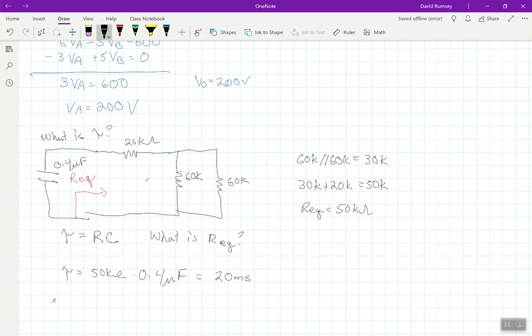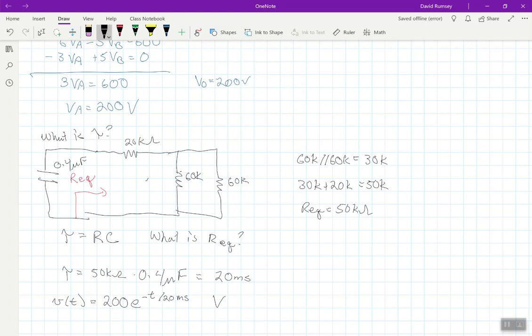And so an expression for the voltage across the capacitor, how this capacitor is discharging, would be: my initial voltage was 200 volts, e to the minus t over 20, and in this case I'll write milliseconds, volts.